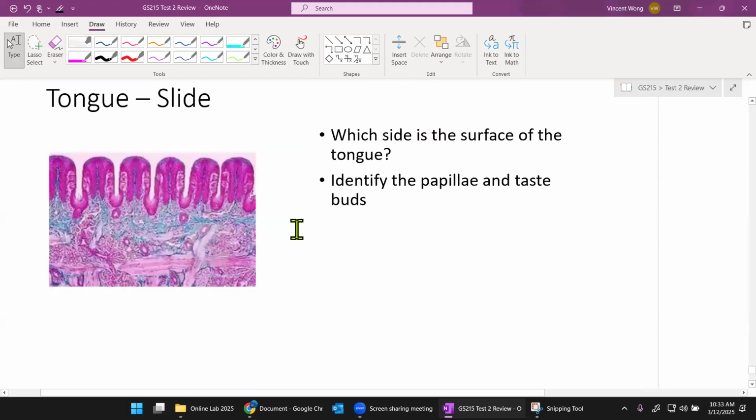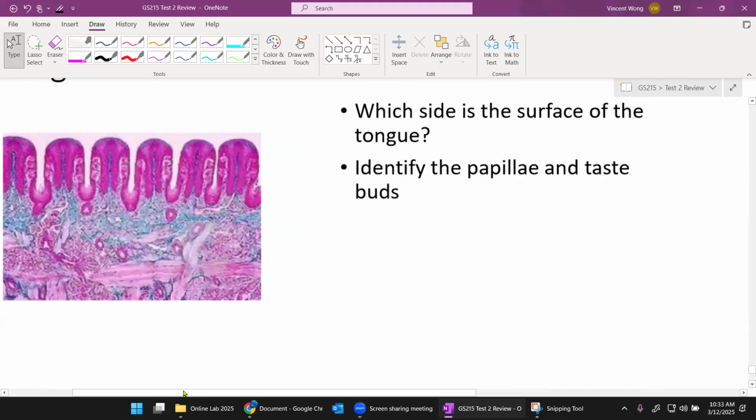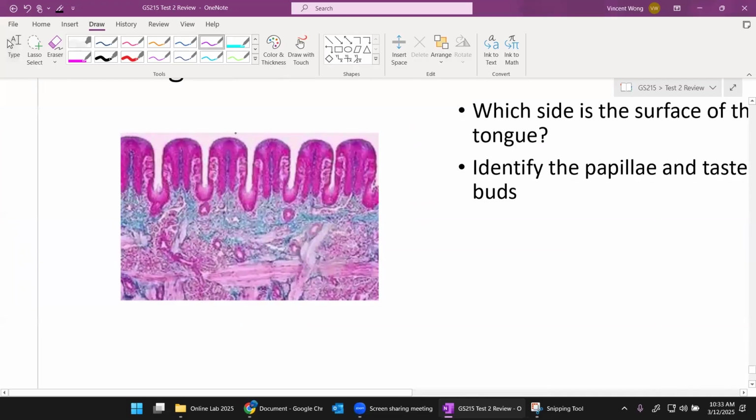The tongue. Which side is the surface of the tongue? It's over here. This is the surface. This is where the food will be passing through. Each of these cylindrical things, that's the papilla. And on the side of the papilla, that's where you will find the taste bud.